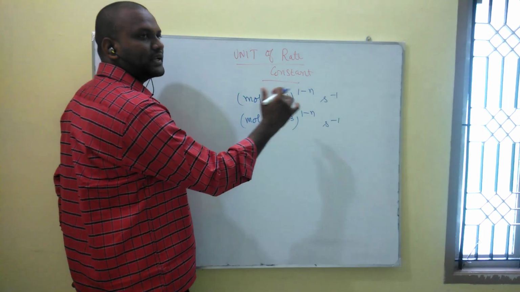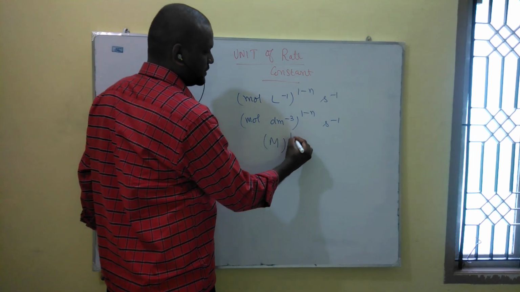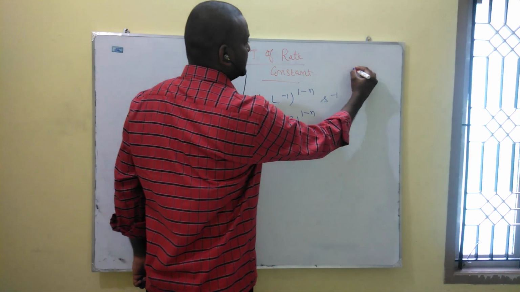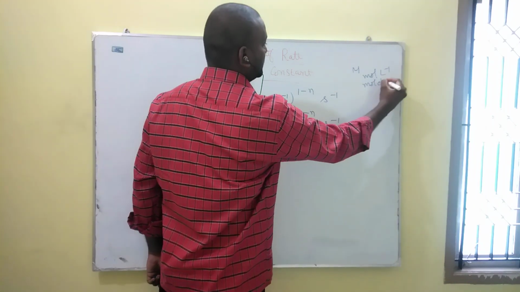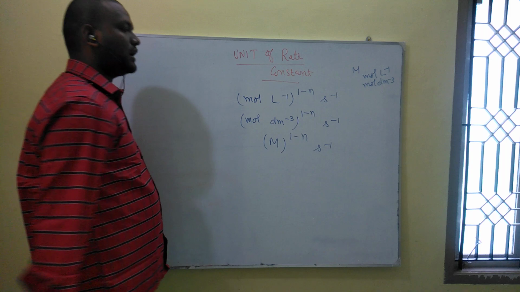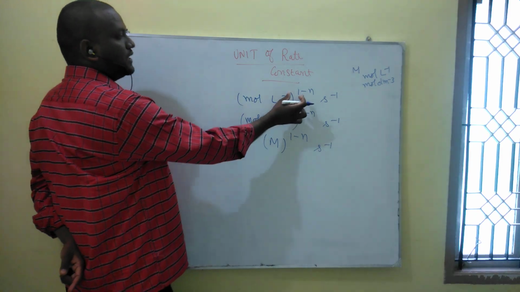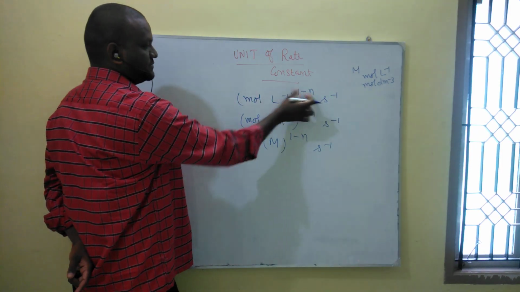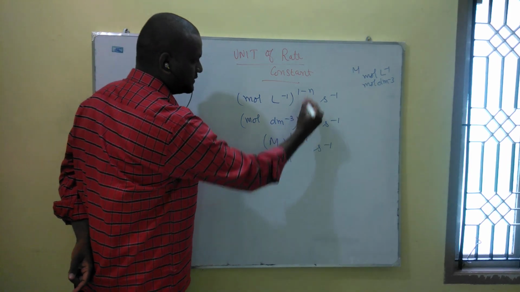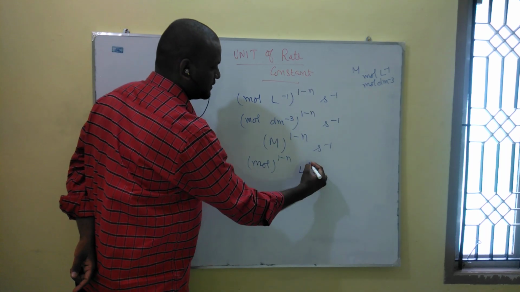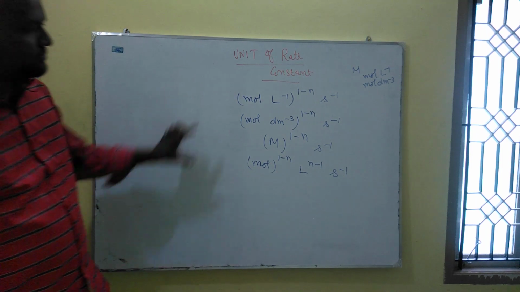And sometimes mole per liter is given as per mole. So therefore mole power 1 minus n per second, because capital M describes mole per decimeter cube or mole per liter. So simply we give molar, mole per decimeter cube, so molar per second. Some books will describe mole power 1 minus n, liter power n minus 1 per second. Whatever it may be, you can simply follow this one.